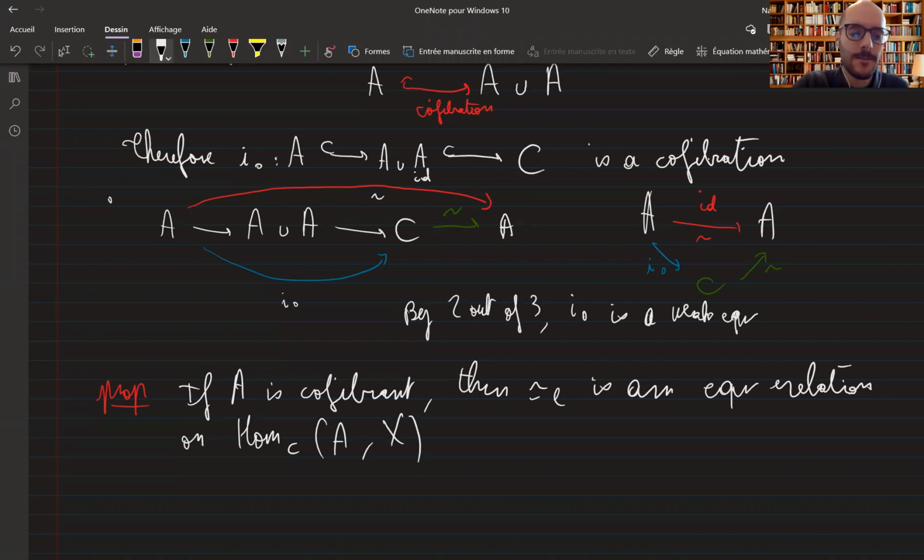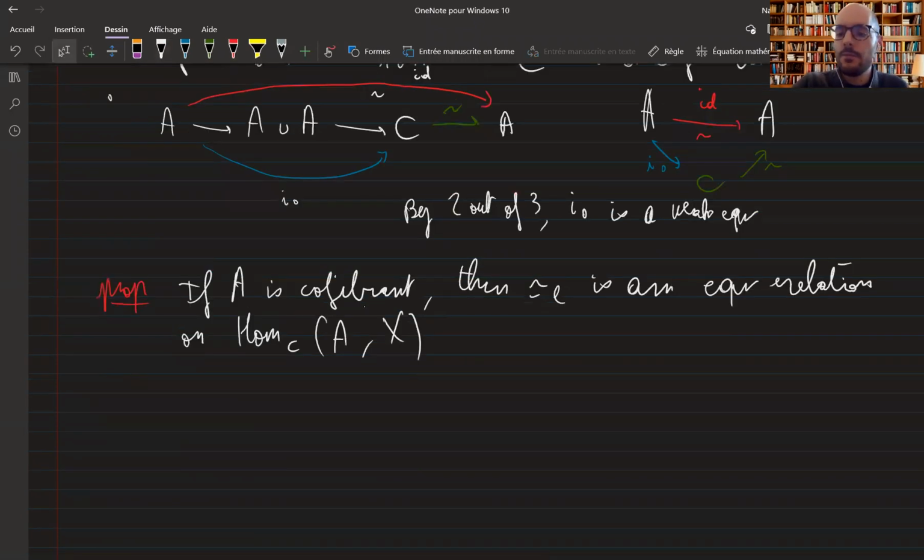Is it okay? No, okay. All right, so this is the proposition. If A is cofibrant, then this thing here, the left homotopy relation, is an equivalence relation on the Hom set. All right. So maybe it's been 1 hour, so we can have a break now, and do the proof after the break. Before I stop the recording, if there are any questions I can answer. No? All right, so let's have a 5-minute break.